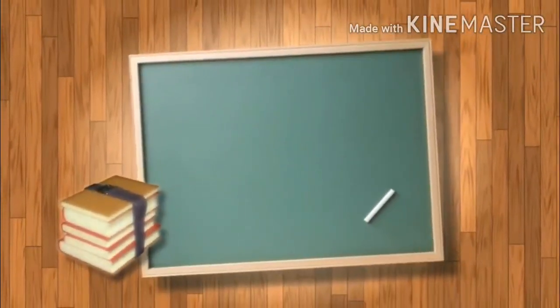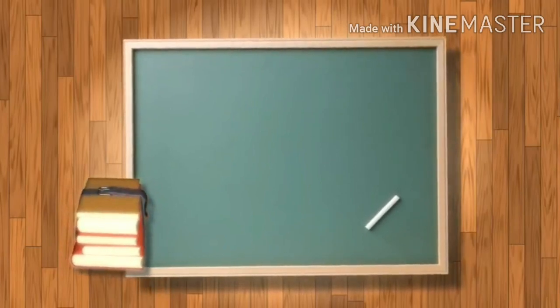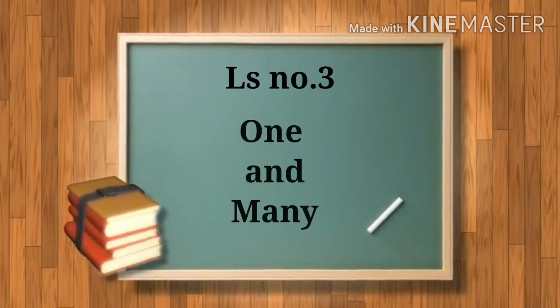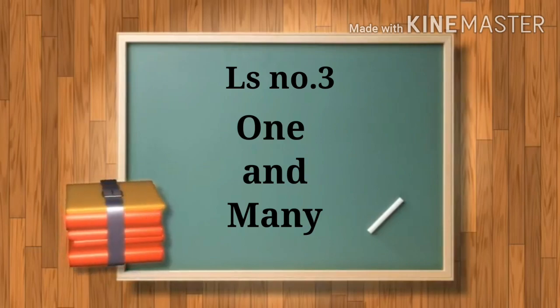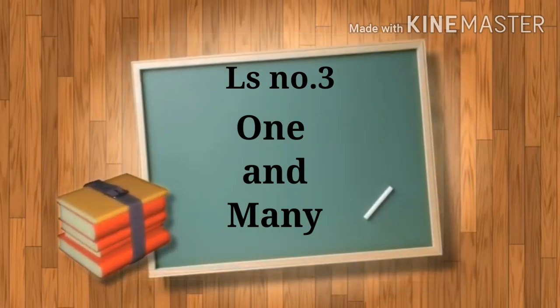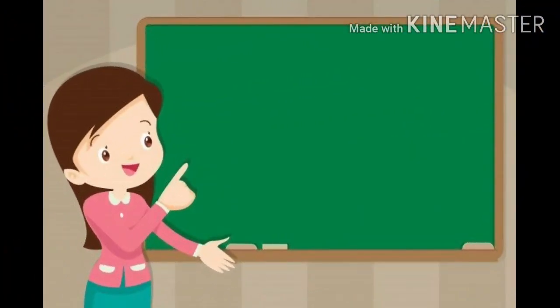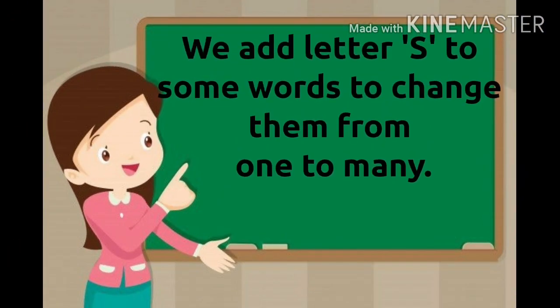Today, we are going to continue our yesterday's chapter from English Grammar. Lesson number 3, One and Many. We add letter S to some words to change them from one to many. For example, book, books, ball, balls.